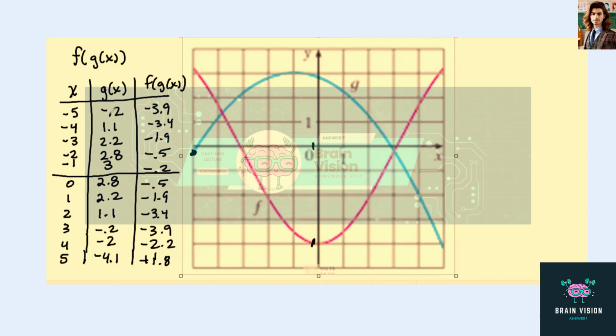Let's try one more so you can see how it works. Let's try -4. If I go to -4, I go to g and I see it's a little bit above 1, so I said maybe it's about 1.1. Then I go to the f graph and go to 1.1, which is about there, and read it off. I did my best. I thought it was about -3.4, and so on. You've got to take the time to do one step, then the other step. First look at g, then look at f.